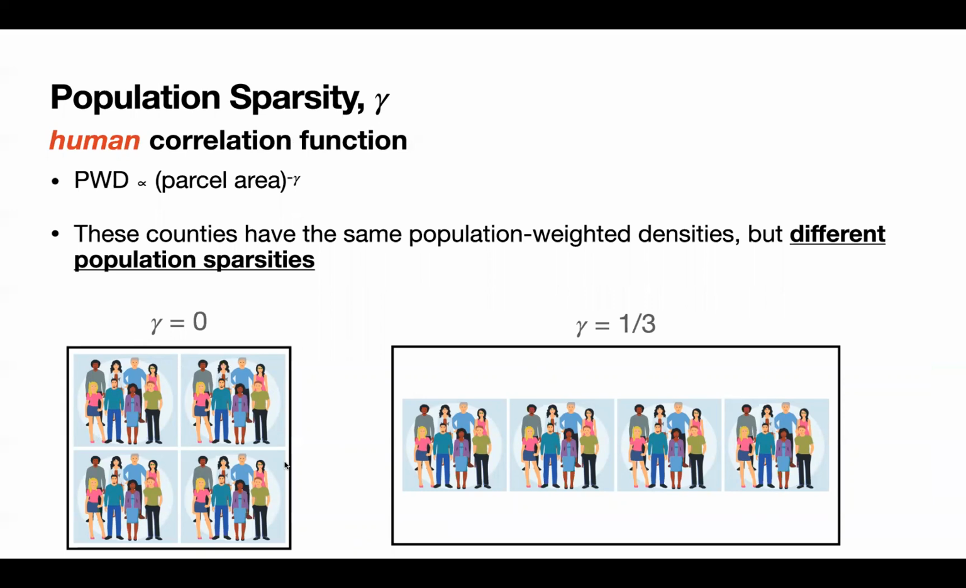For example, for a uniform distribution, this power is 0. But for a sparse distribution, the example I have here is 1/3. So the number can go between 0 and 1. If you just have one pocket of population, it would be 1. That's the most sparse possibility. And the most uniform possibility would be gamma of 0.